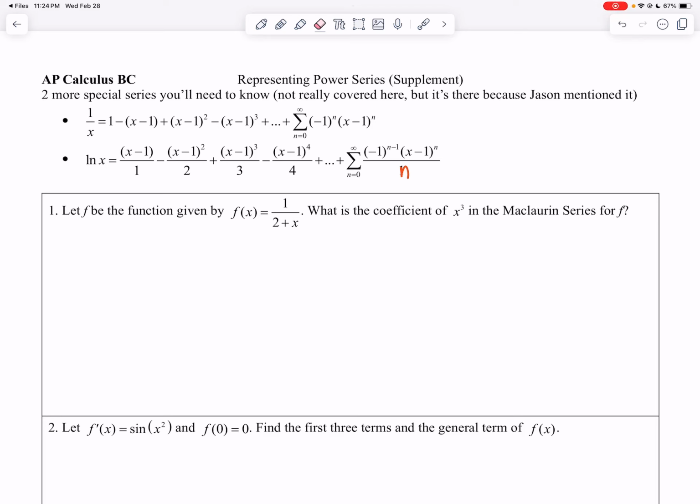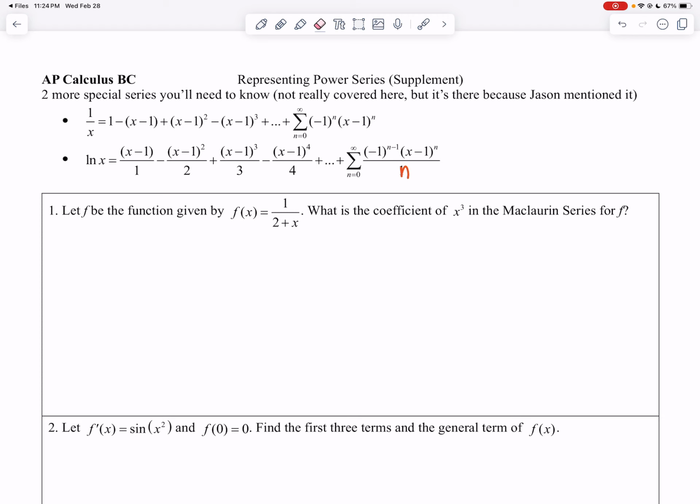Alrighty, in this video we are going to be talking about more on representing power series. This is going to be a supplement, which is not going to be in your packet. We have two more special series that you'll need to know that's really not covered here or in the packet, but Jason did mention it just in case it shows up on the AP exam or something.